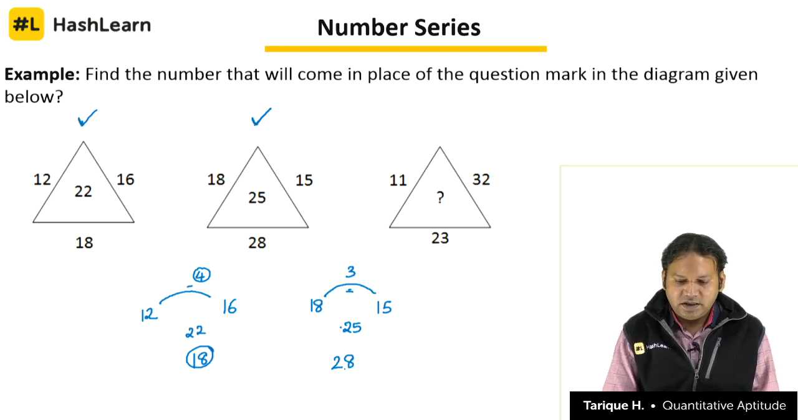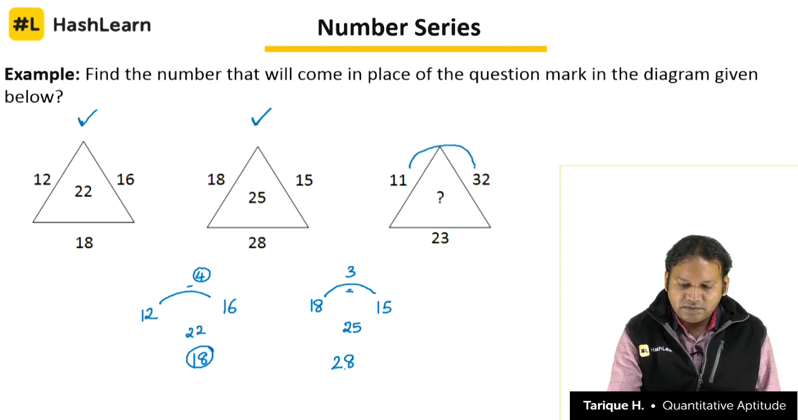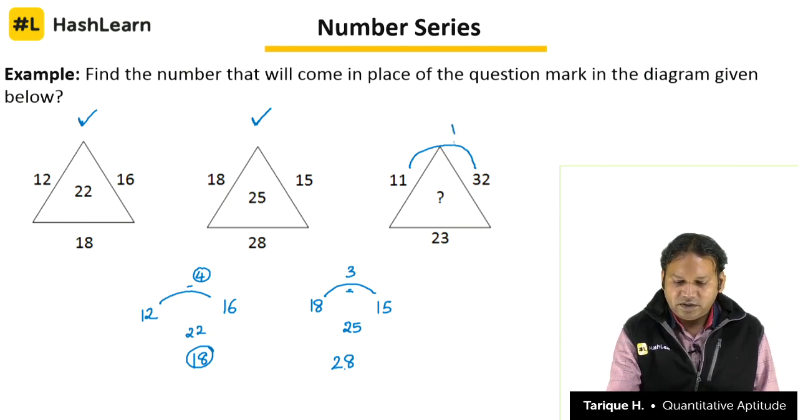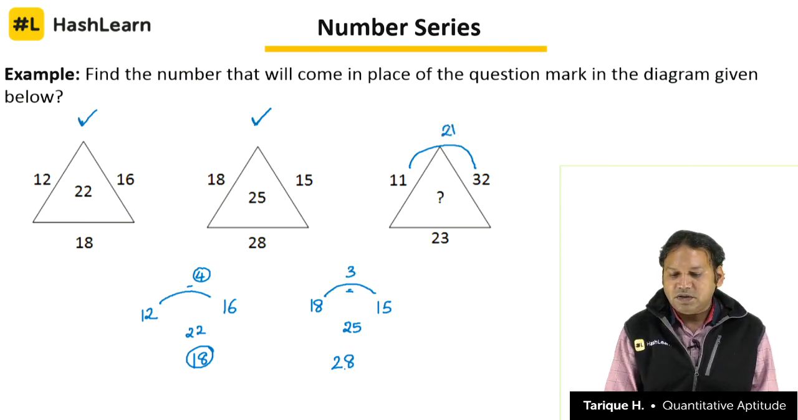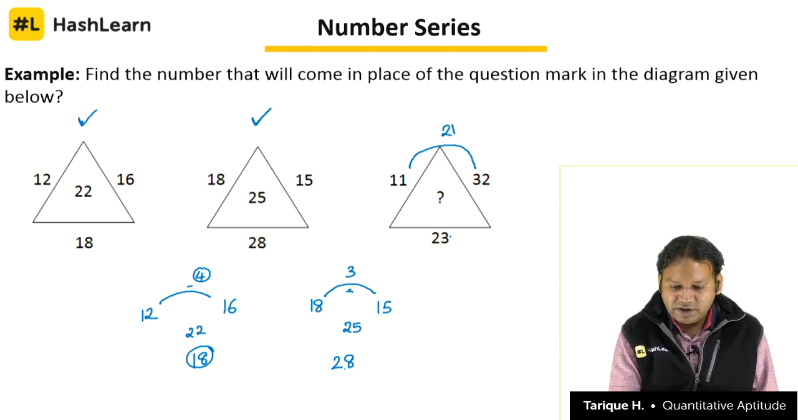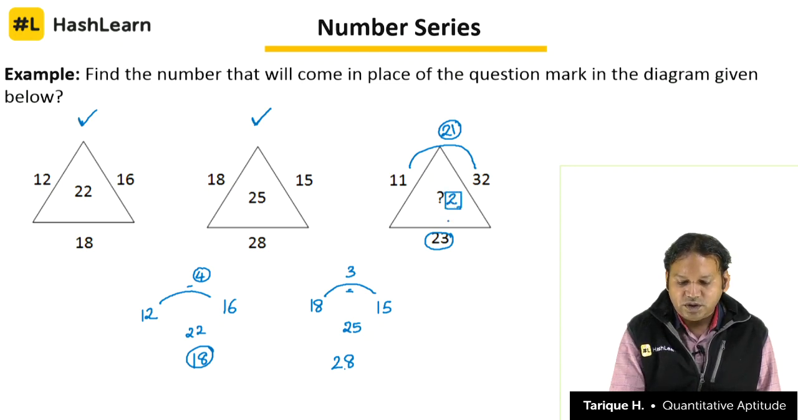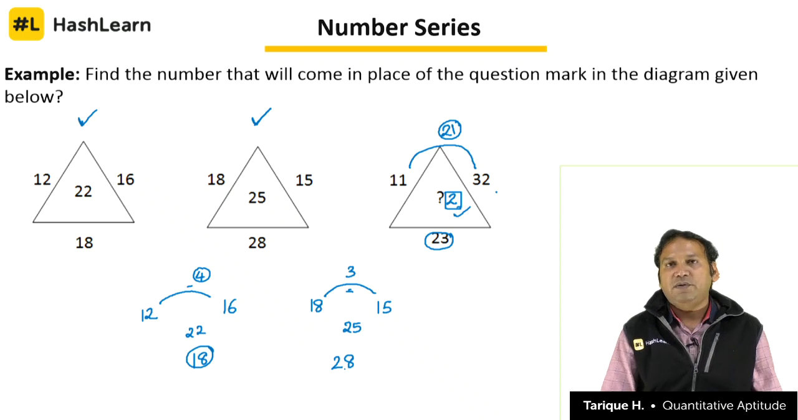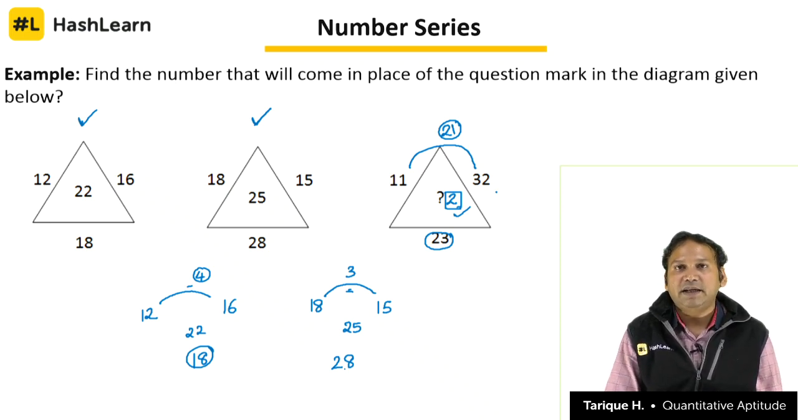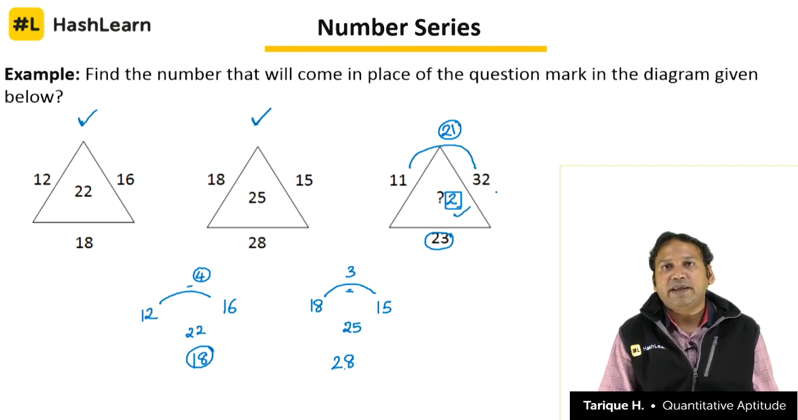So what is then this third one? Here we have 32 and 11, the difference is 21, correct? So 2 minus 1 is 1, so 21, and this number is 23. So 23 and 21, the number that should come here should be 2. So you can see what we can do. We can observe the question, try to understand what has been done in this particular question, then based on that observation we have to find out the answer.